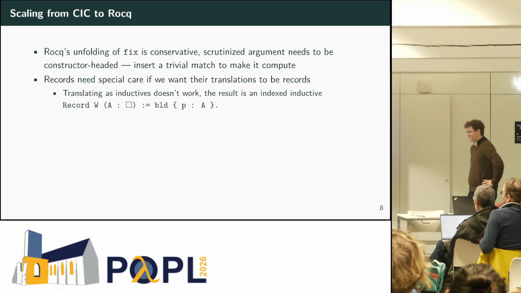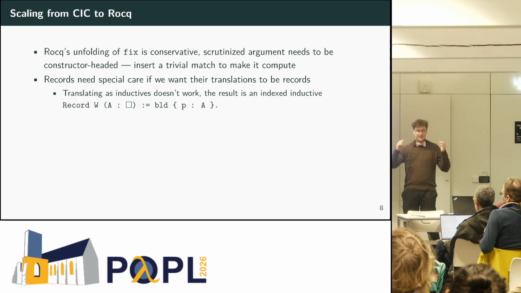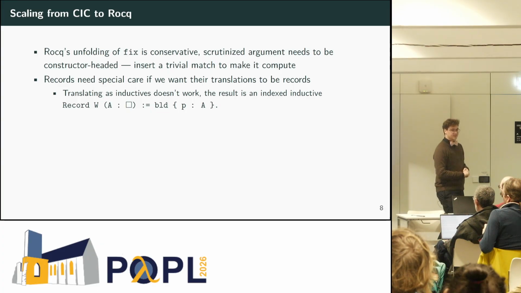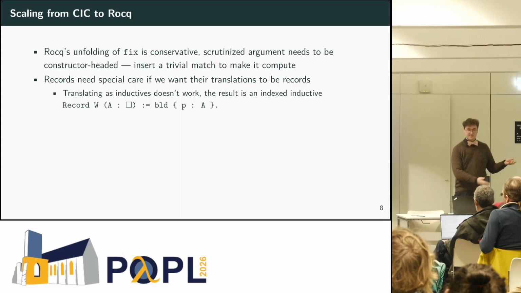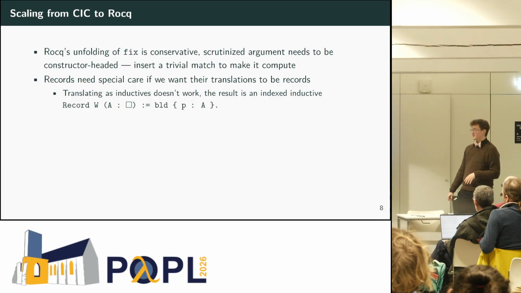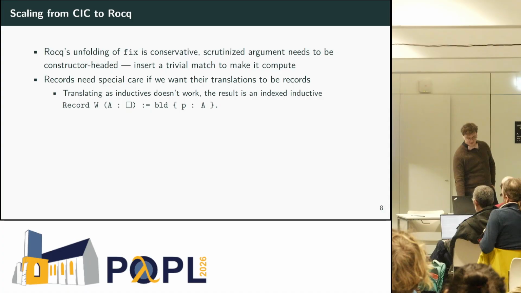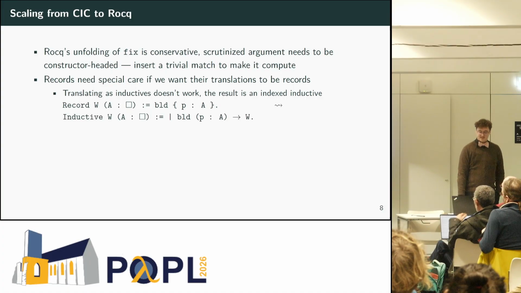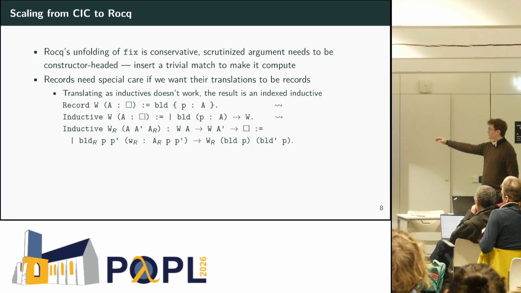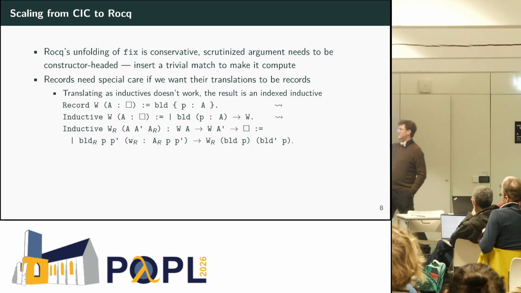And the other part is handling records, which in the literature usually are represented by an inductive with one constructor. But that doesn't really work if we want the translation to be a record again, because if we start with this record, translate it to an inductive, what we get by the parametricity translation is an indexed inductive.